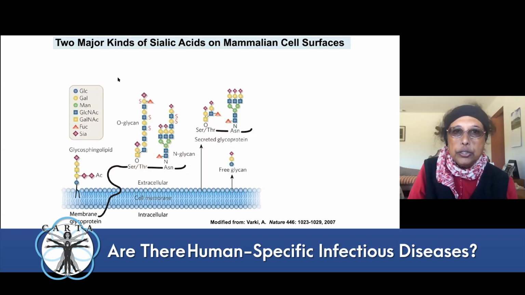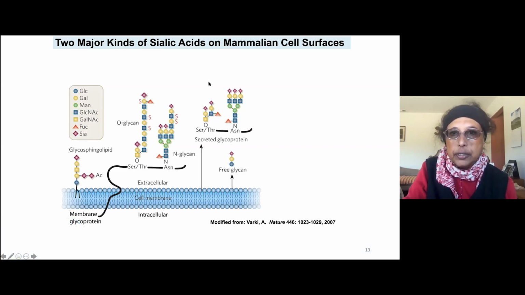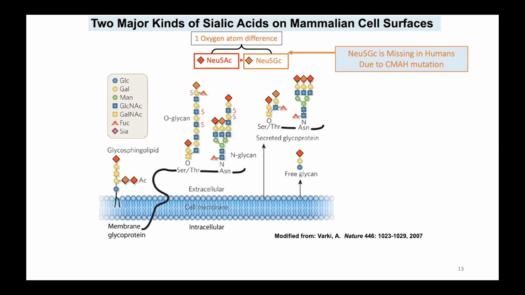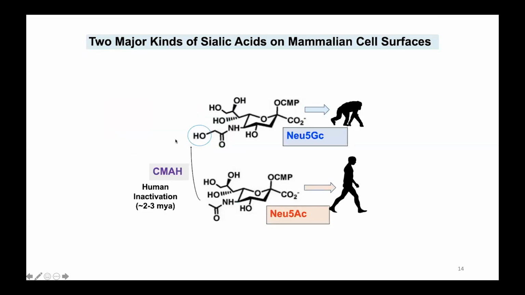Now I'll go on to talk about the sialic acids further. There are 2 major kinds of sialic acids on mammalian cell surfaces. There's the Neu5Ac and the Neu5Gc, and the only difference between the 2 is 1 oxygen atom. Neu5Gc is shown to be missing in humans because there is the CMAH gene which converts Neu5Ac to Neu5Gc. The CMAH gene was shown to be inactivated in humans about 2 to 3 million years ago. So humans make Neu5Ac and not Neu5Gc.